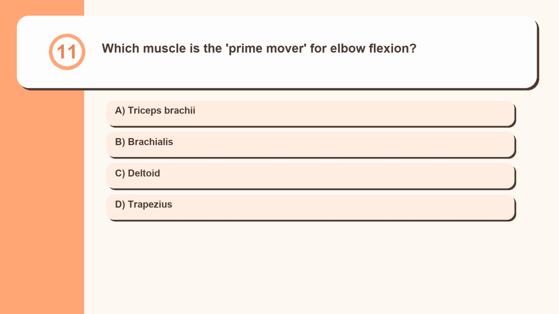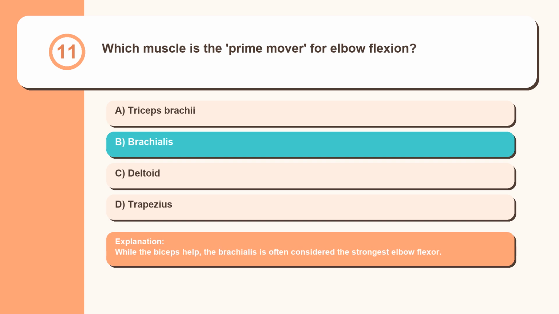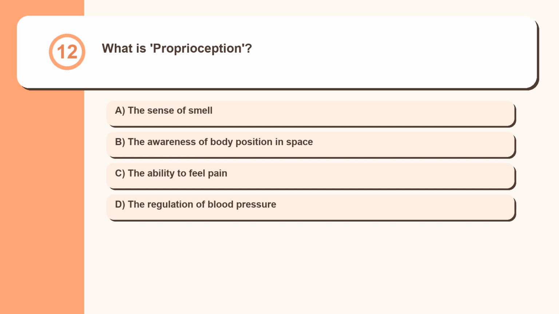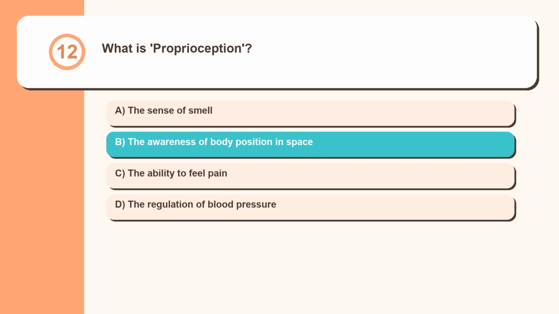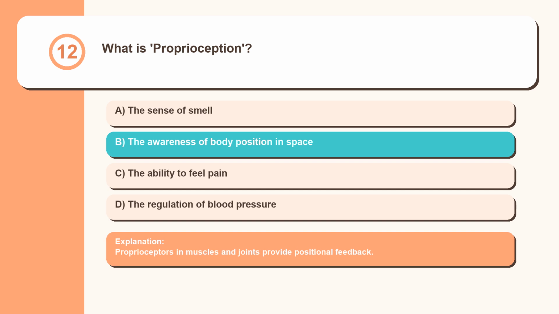Question 11. Which muscle is the prime mover for elbow flexion? Triceps brachii, brachialis, deltoid, trapezius. While the biceps help, the brachialis is often considered the strongest elbow flexor. Question 12. What is proprioception? The sense of smell, the awareness of body position in space, the ability to feel pain, the regulation of blood pressure. Proprioceptors in muscles and joints provide positional feedback.